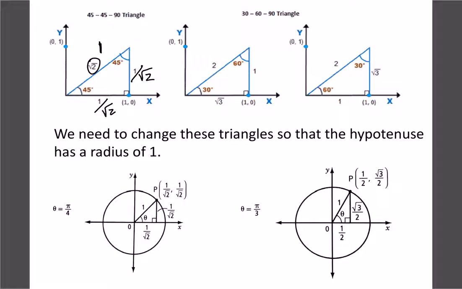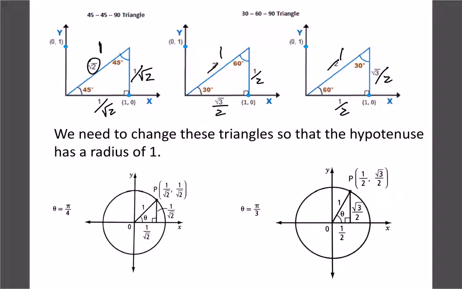The other two, we do the same thing, but we want to make this a 1, so we're going to have to divide by 2. So we'd have root 3 over 2, and 1/2. Same thing with the other one, it'd be 1/2 and root 3 over 2. So those are the coordinates that we're going to use for a unit circle because we want that length of the hypotenuse to equal 1.